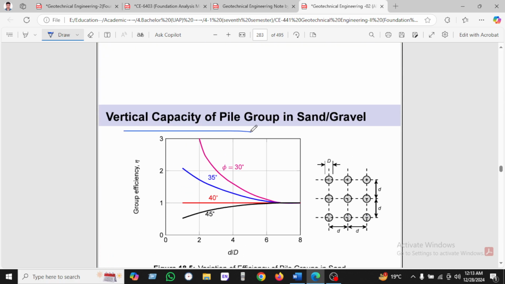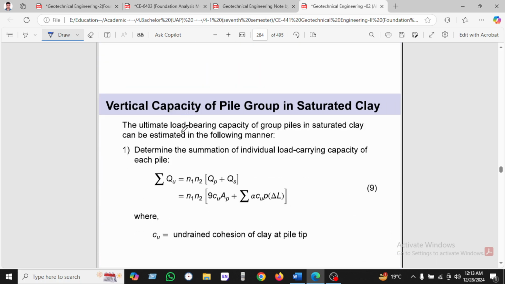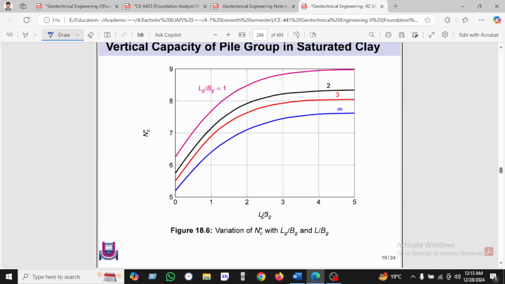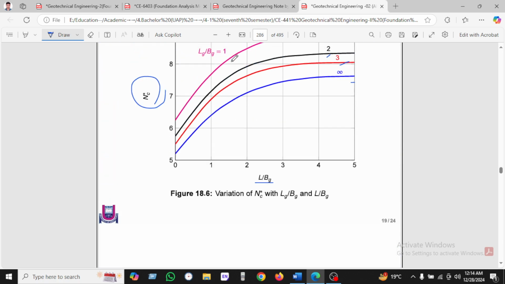Here is another capacity of group pile, in sand and gravel. We can see phi 30, 40 and 55 and L by D, and the efficiency factor will be taken from this chart. Also the capacity factor we can see here. Here is the L by Bg ratio, 1, 2, 3 and ultimate, and we will find the Nc value from this chart. So let's see.